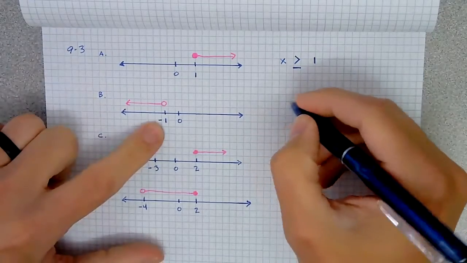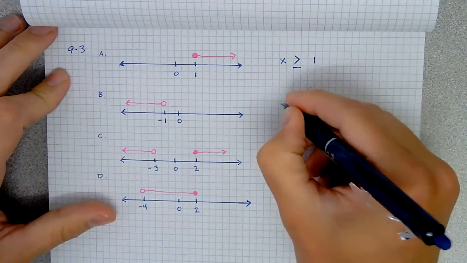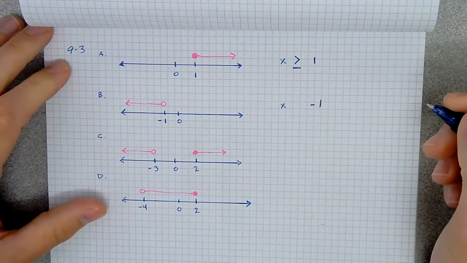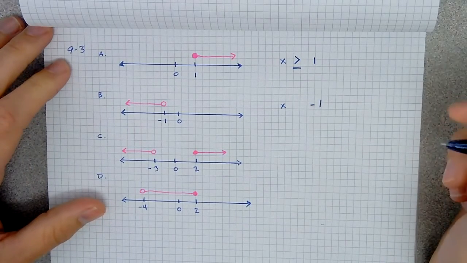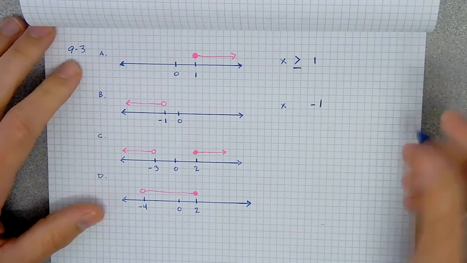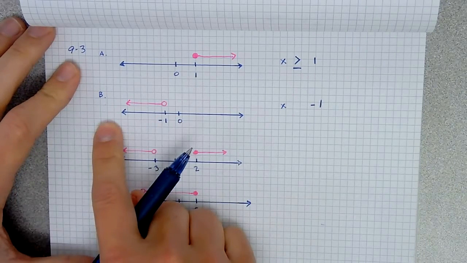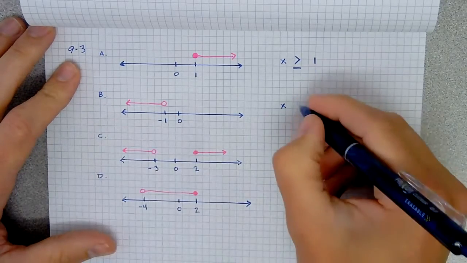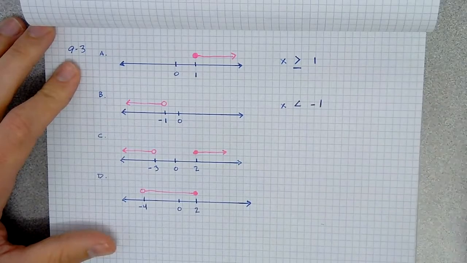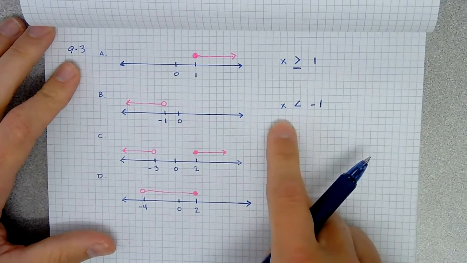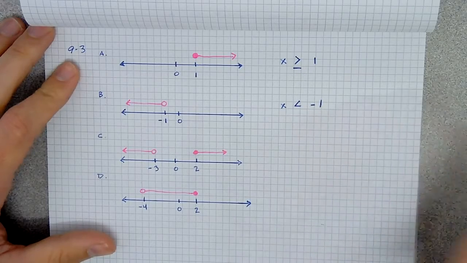Okay, B, we have a boundary point of -1. We have x, we have -1. Since it's pointing to the left, we want the values that are going to be less than -1. It's an open circle, so we're not going to have that line underneath. So just x is less than -1.